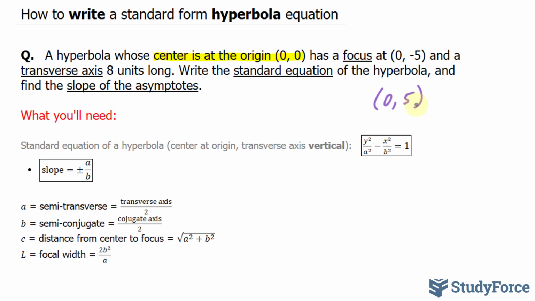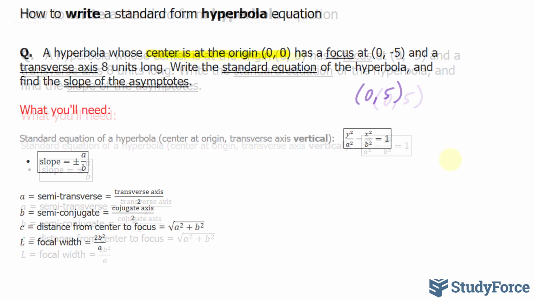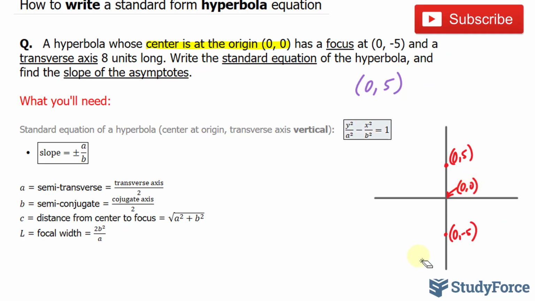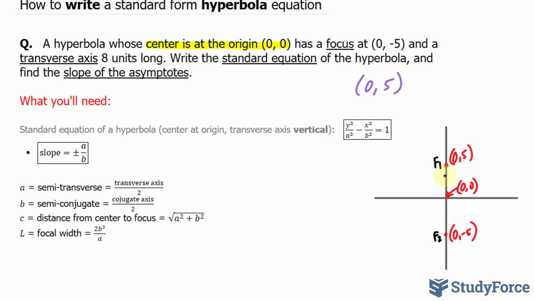Also from the focus, we can tell that this hyperbola will open up and down as opposed to left and right. This means that the transverse axis is vertical as opposed to being horizontal. Just to visualize, let's pretend we had an XY plot, with one focus at (0, 5) and another at (0, -5). The center is at (0, 0), and the transverse axis, which is 8 units long, is the distance from vertex to vertex. The vertices will be somewhere underneath and above the foci, and it would open up and down.